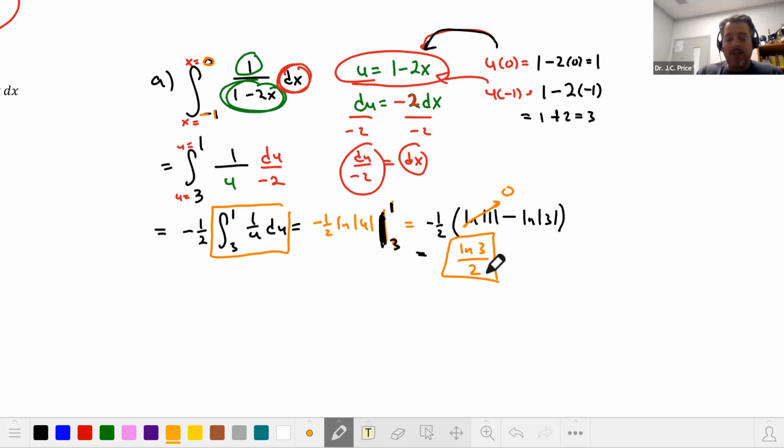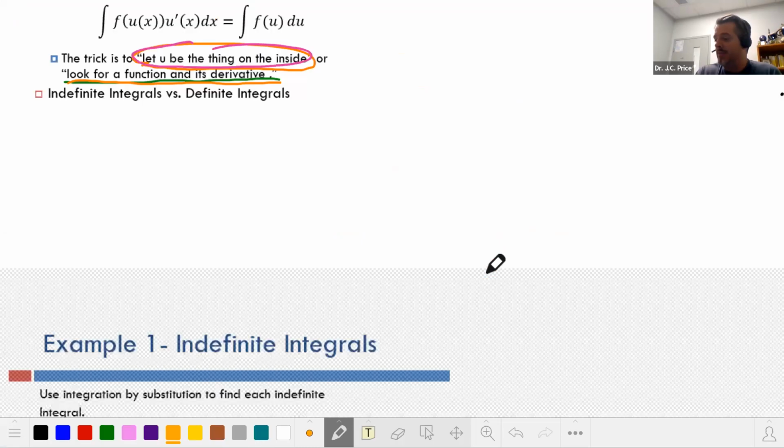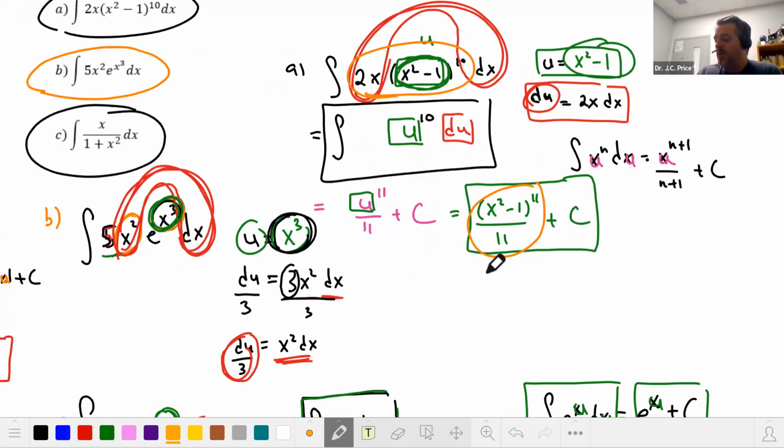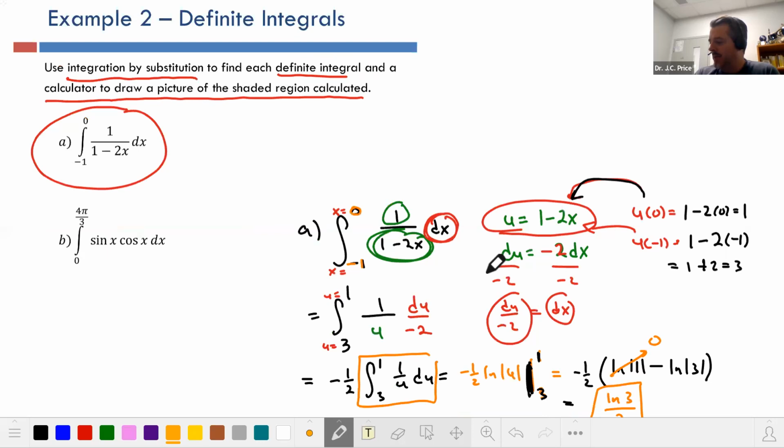So notice it looks very similar to what we did before. So over here, it's basically the same steps. The only difference is now you have to change those limits of integration. And notice when I do the problems, I set them up the same way every single time. It's really important that you follow a certain pattern when you solve these problems. That way it goes into your longer term memory. So we have one last thing to do on this problem. We're going to use a calculator to draw a picture of the shaded region calculated.